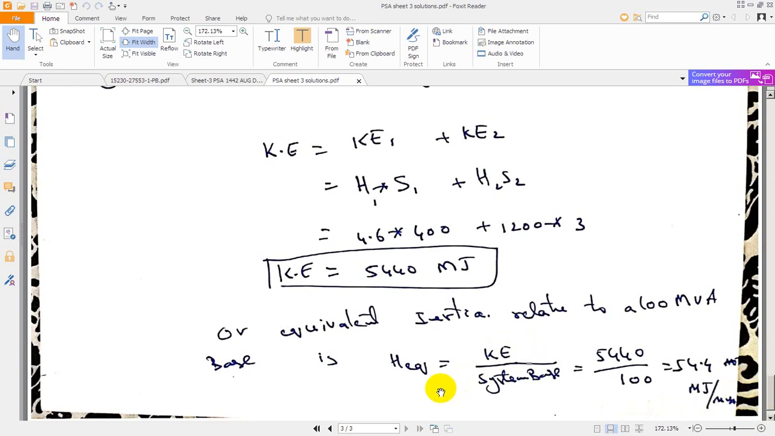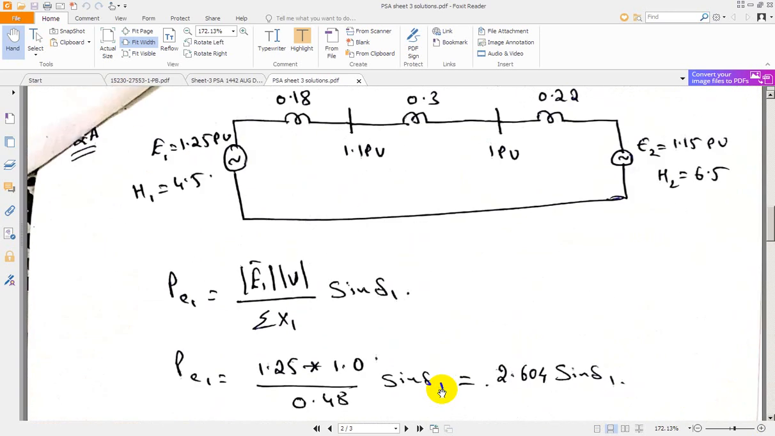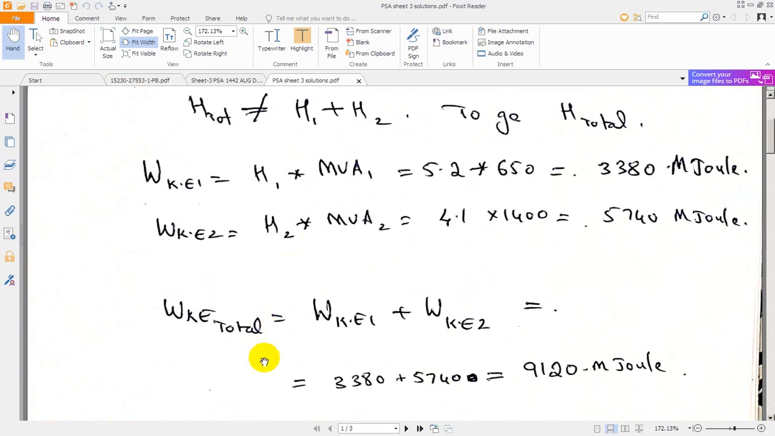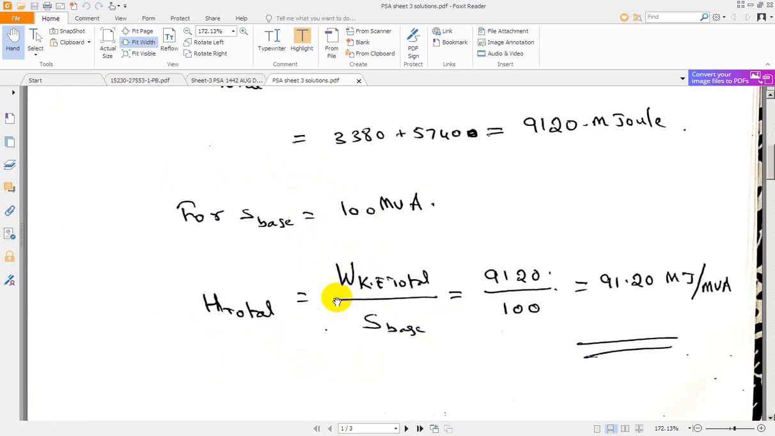Similarly, these are very simple problems. Here we have these values. In the first problem, we have evaluated the individual kinetic energies, then total kinetic energy, and for a specific base value, we got the H equivalent.